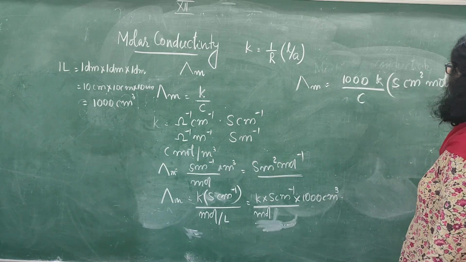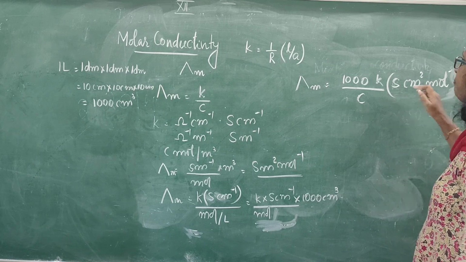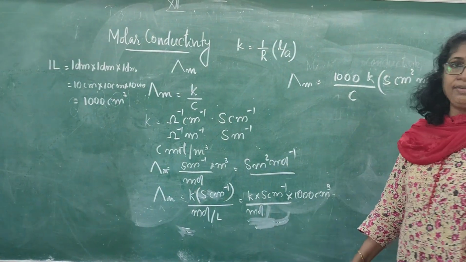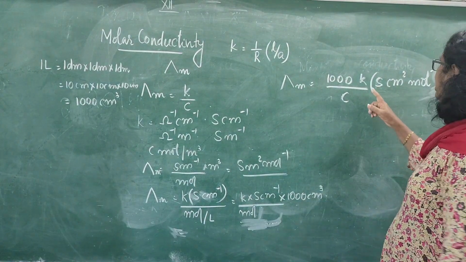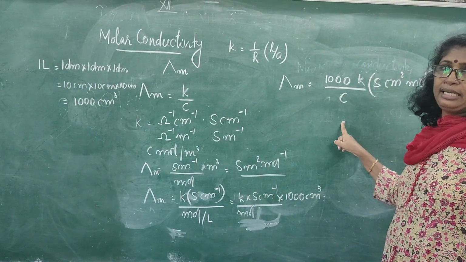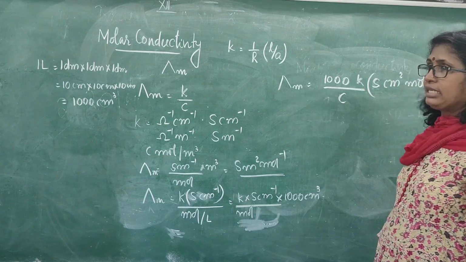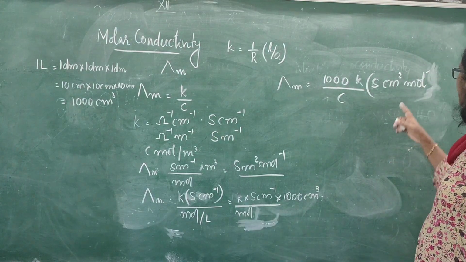So if the conductivity is expressed in Siemens centimeter inverse and the concentration in moles per liter, then lambda m is equal to 1000 K by C.